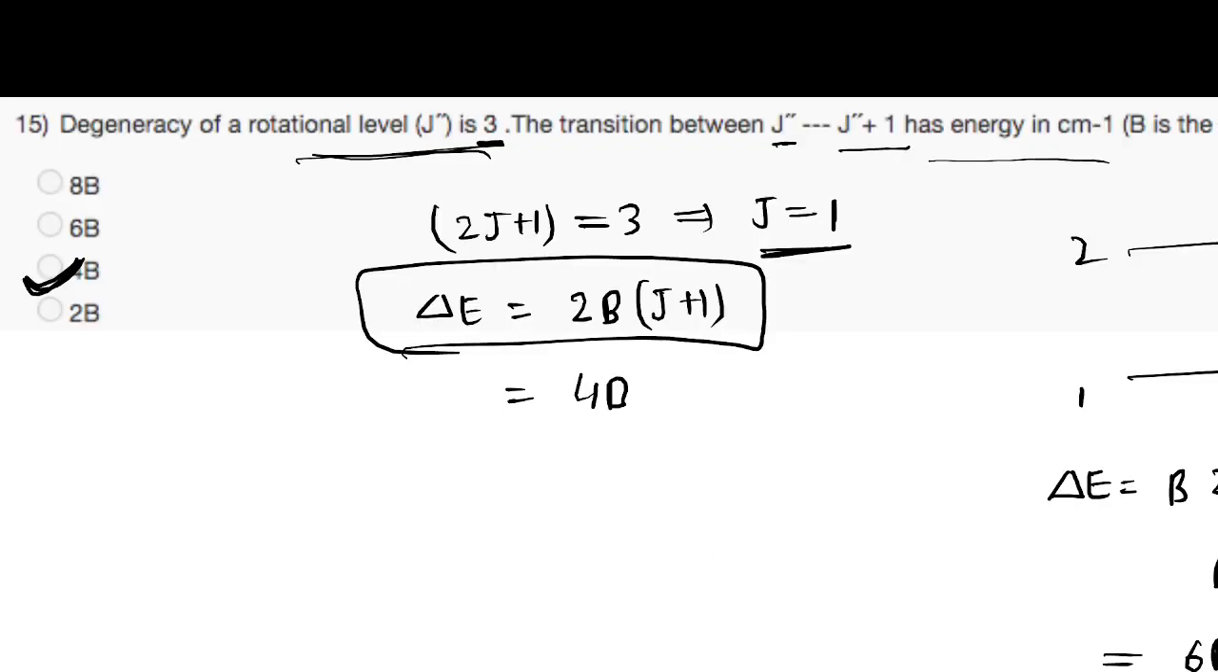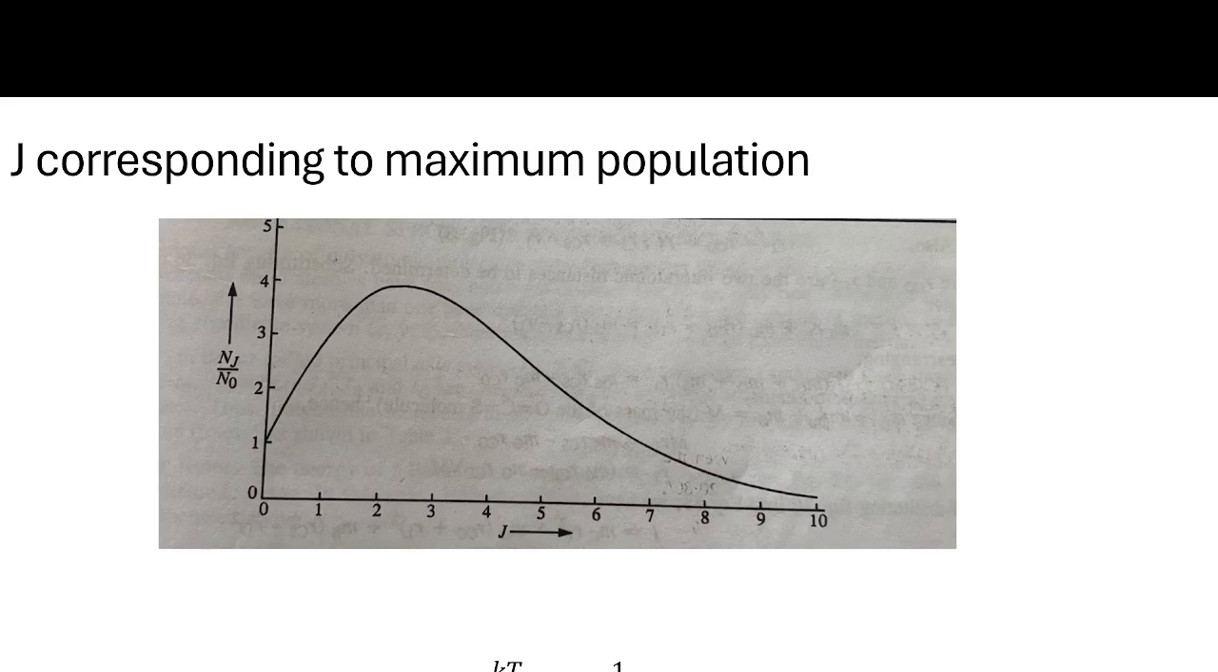So we started by asking whether we can calculate which energy level has the highest population. We started by saying that, and we wrote this Boltzmann distribution with something like G_J e to the power minus delta E by kT. Sorry.